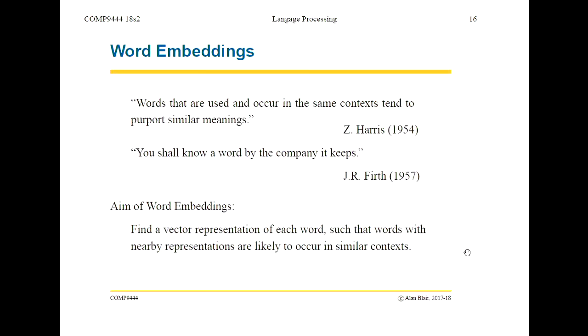Okay, now this idea that I was explaining about the meaning of a word being determined by the context, the first people really to talk about this were these structural linguists back in the 1950s, Harris and Firth. So words that are used and occur in the same context tend to purport similar meanings. You shall know a word by the company it keeps. So this is the aim that we have, to find a vector representation of each word, such that words with nearby representations are likely to occur in similar contexts.